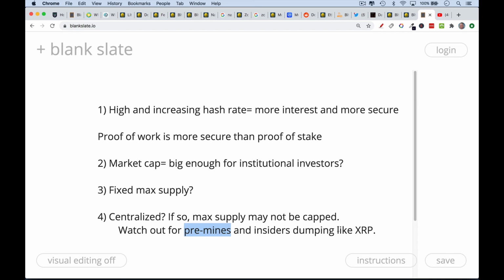But I think on all of these criteria, Bitcoin definitely comes out on top as having the most secure network as measured by hash rate. It's got a fixed max supply. It's decentralized. It's not issued by a corporation. And it's got the largest market cap, which makes it available for institutional investors. We're already beginning to see big hedge fund guys like Paul Tudor Jones, and companies like MicroStrategy, making allocations to Bitcoin. They're not buying XRP, they're not buying Feathercoin or Litecoin or even Ethereum.